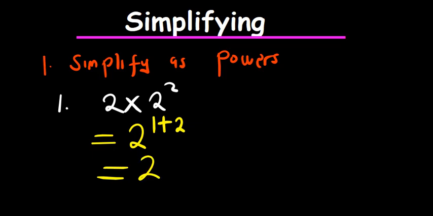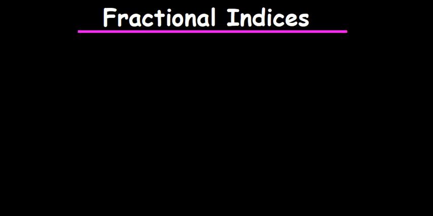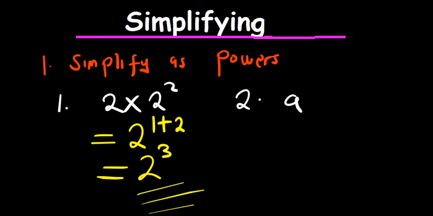We said every time you're multiplying and the bases are the same, you're adding the powers. So we're going to have 2, 1 plus 2, that is a 3. Then 2 to the power 3, that means 2 multiplied by itself 3 times. But we're not finding the final answer. They just want to simplify as a power. So we leave it as a power because it has a power there. So that's how you're going to solve this one. Let's solve another one. We're still simplifying as powers.